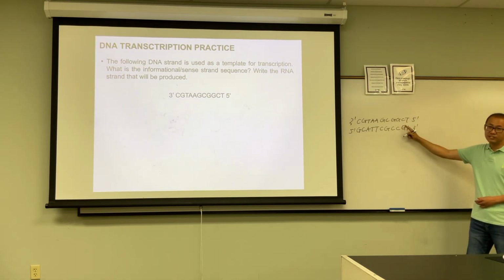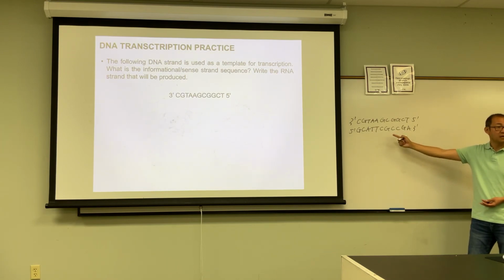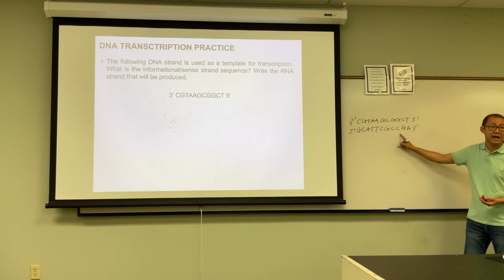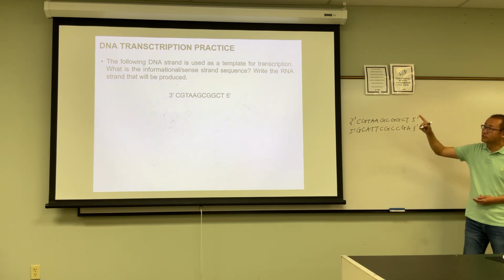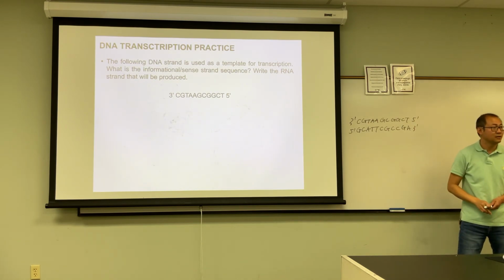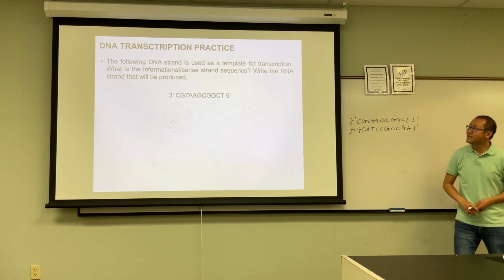I made a complementary strand for the given one. The given one is the template, and I made a complementary strand. This is apparently DNA because there is T in it, right? Did I answer one of the questions with the new one I wrote? Not yet. You have to replace the T with the U, right? There are 2 questions. Did I answer one of them? Yes, the first question is answered. What is the informational strand?